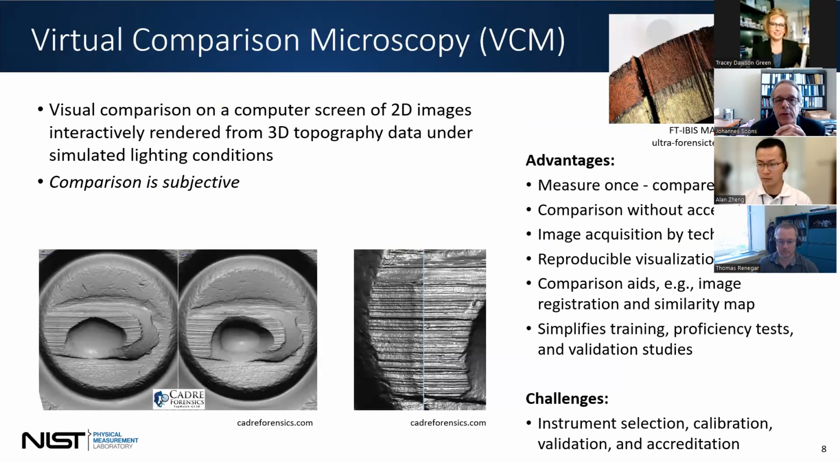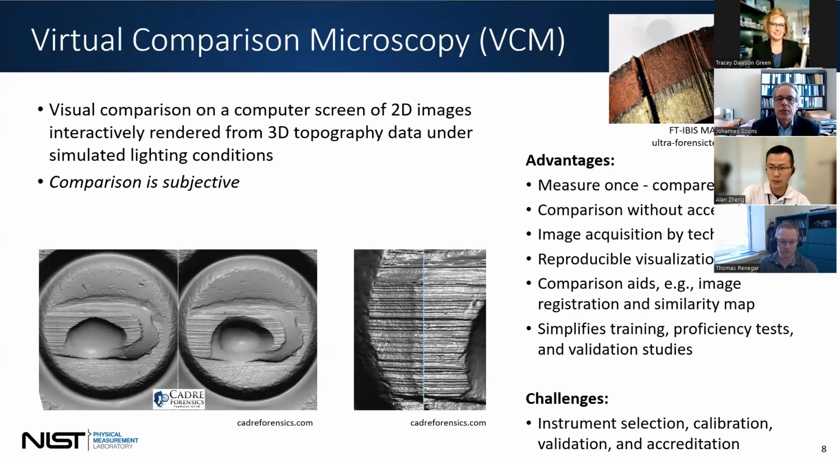So what is virtual comparison microscopy? Well, it's basically the same as light comparison microscopy, except that the comparisons are performed on a computer screen using image data that was previously acquired. The options that the examiner has are very similar to traditional light comparison microscopy. The images can be moved, they can be rotated, lighting conditions can be changed, but the underlying data has already been acquired before the comparison is being done. And of course, the comparison is still subjective in nature.